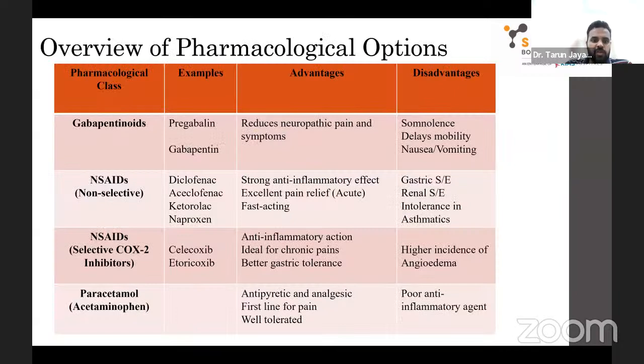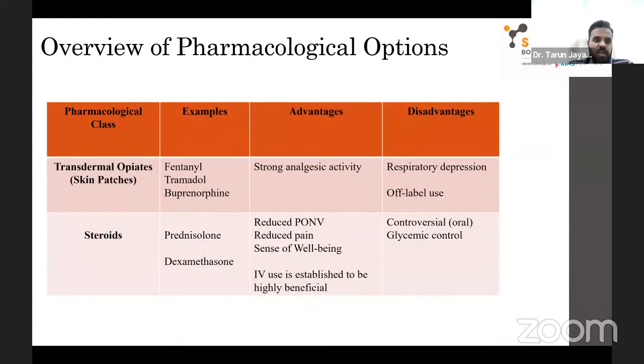So first, you have to know that there are many groups of pharmacological medications that are available and used to manage the patient's pain. The groups are most commonly the NSAIDs, the gabapentinoids, paracetamol that we all use. We also have opioids and also steroids. So the next question is, when do you use which and how do you use them?